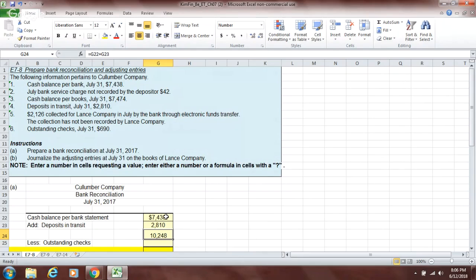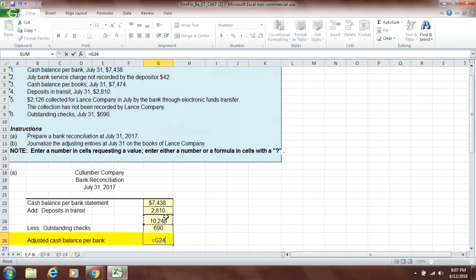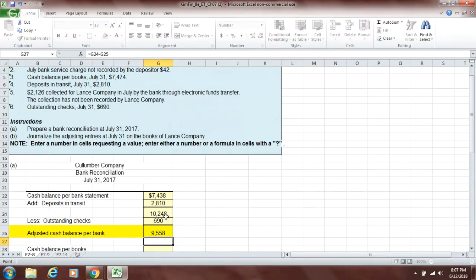Then we have to take off the outstanding checks that we have issued in the company, but that haven't been paid by the bank. The total is $690, and here we're going to take them off. So we're going to have the adjusted cash balance per bank of 9,558. This amount is the same that we're going to have in our books to balance them up.